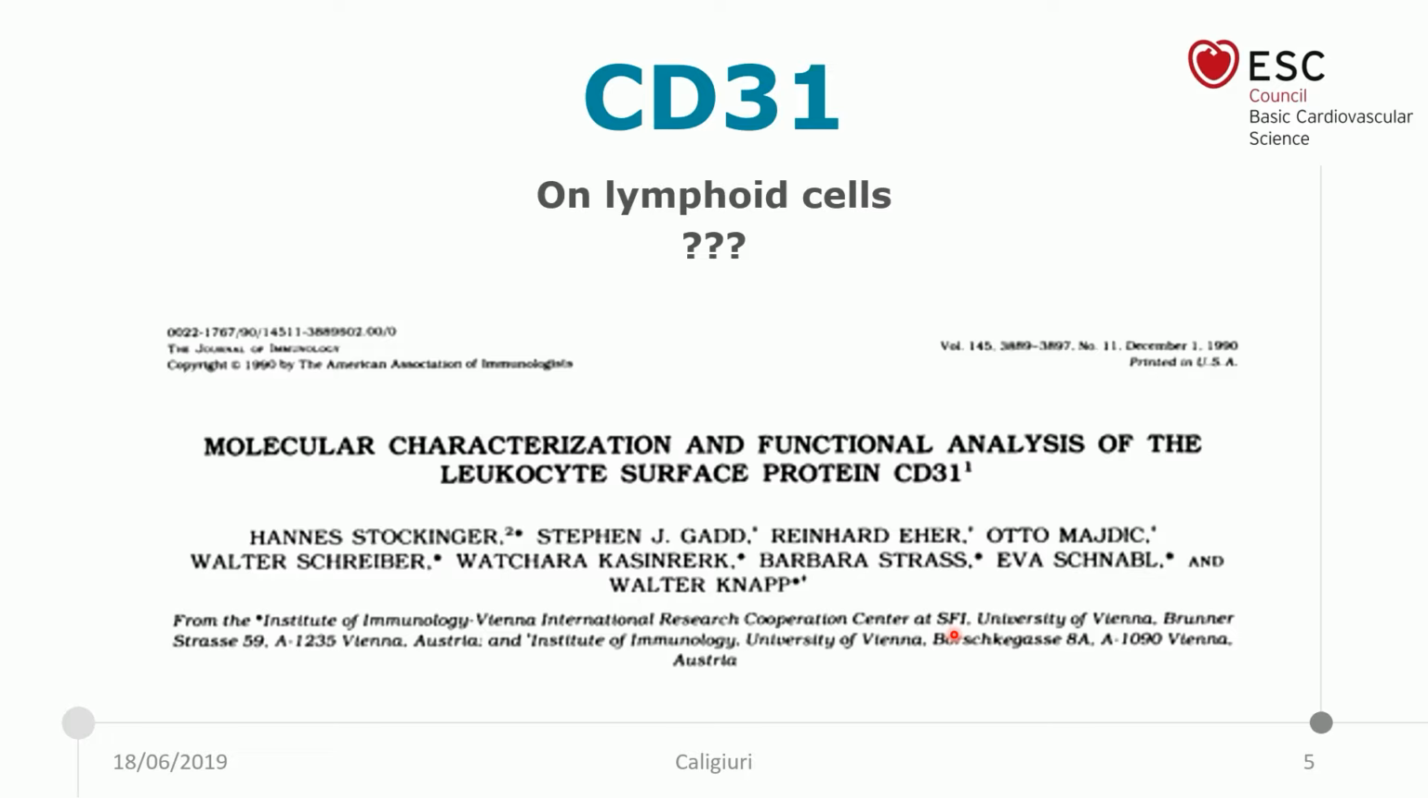And I discovered that in 1990, the year when CD31 was cloned by Newman on endothelial cells and platelets, that's why it's called PECAM, platelet endothelial cell adhesion molecule, it was also cloned by Stockinger on leukocytes. But Stockinger was much less famous than Peter Newman, and this was completely neglected, forgotten. People don't know that CD31 is constitutively expressed by all leukocytes.